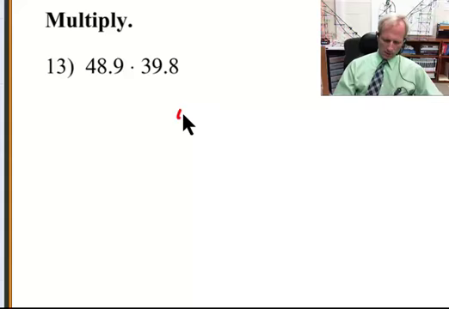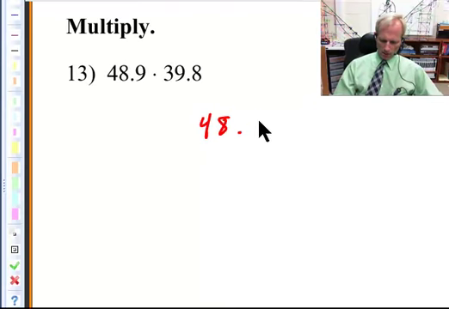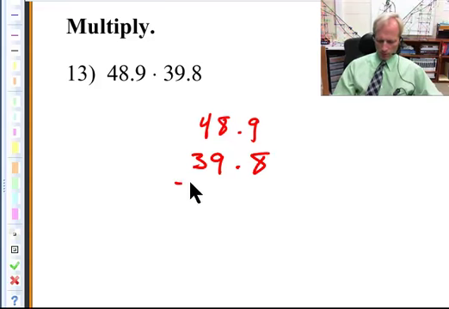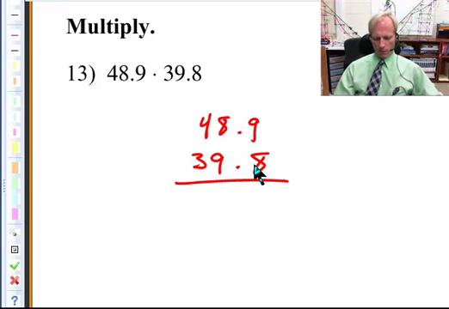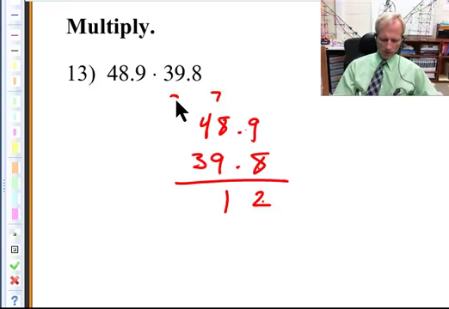So I need to write one of the numbers underneath the other one, and I ignore the decimal points until the very end. I'll start with the 8. 8 times 9 is 72. Write down the 2, carry the 7. 8 times 8 is 64. 64 and 7 is 71. Carry the 7. 8 times 4 is 32. Plus 7 is 39.